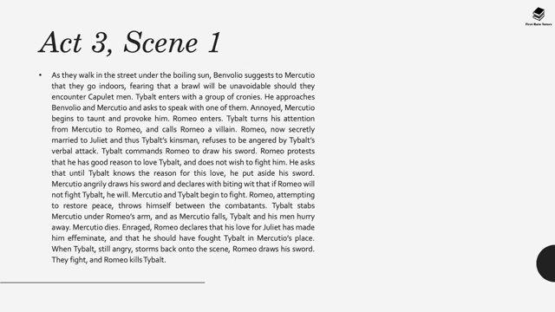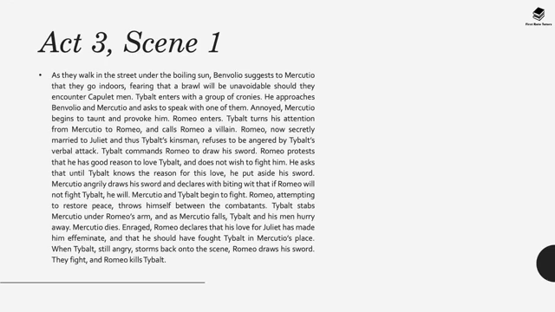Romeo enters, and Tybalt turns his attention from Mercutio to Romeo and calls him a villain. Romeo, who's now secretly married to Juliet, and thus Tybalt's kinsman, refuses to be angered by Tybalt's verbal attack. Tybalt then commands him to draw his sword. However, Romeo protests that he has good reason to love Tybalt and doesn't wish to fight him. He asks that until Tybalt knows the reason for his love, he put aside his sword.